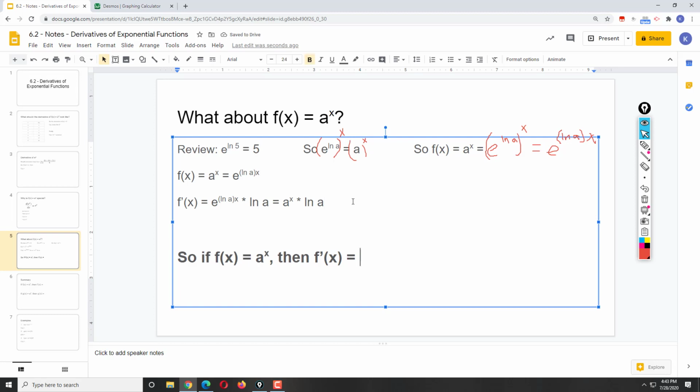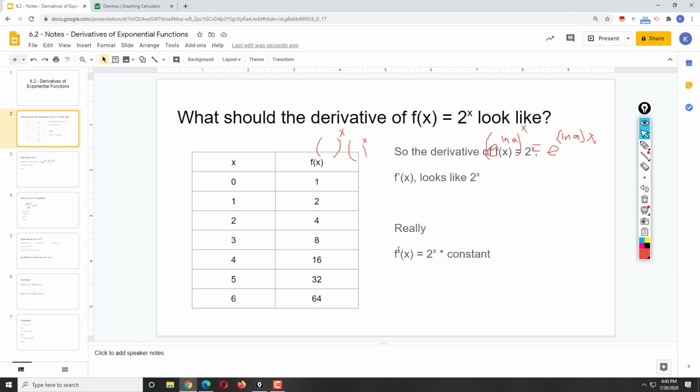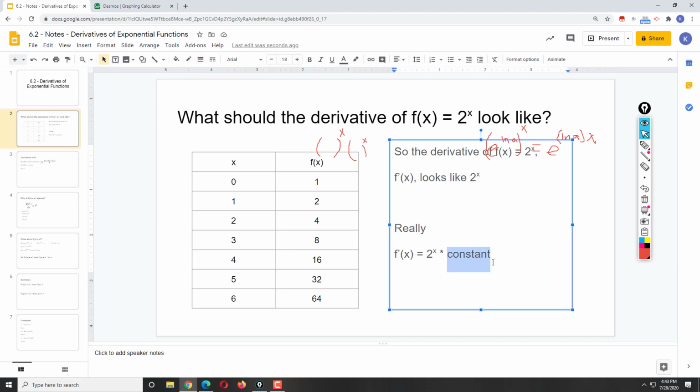So we found that if f of x equals a to the x, so any exponential function with base a, the derivative is just itself times ln a. And we predicted this earlier. We said earlier the derivative of 2 to the x is 2 to the x times some constant. As it turns out, that constant will be ln 2.